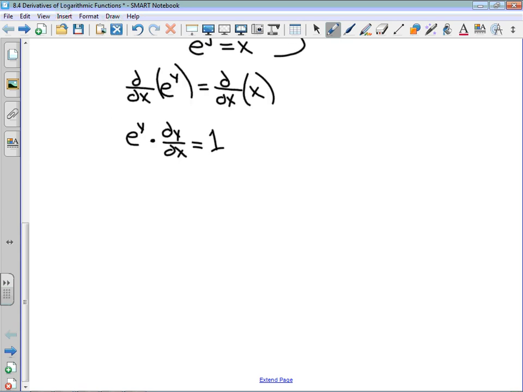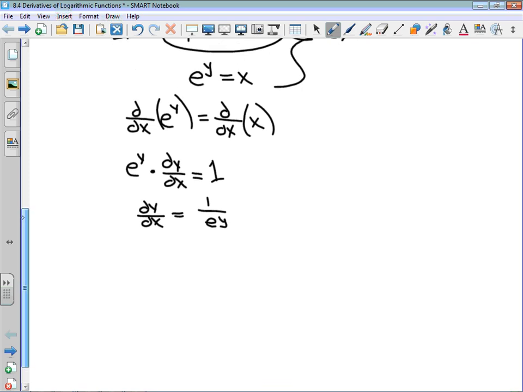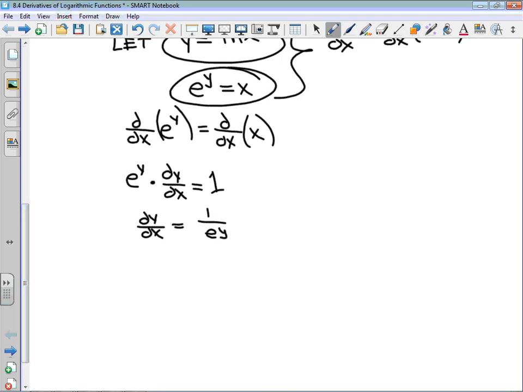Well, if we want to know what dy over dx is, then we should manipulate it. And again, that's equal to 1 over e to the y. But if you track back up, sorry, I scrolled past it, we said that e to the y was equal to x. So if I substitute that back in, I get that dy over dx is equal to 1 over x. And that shows that the derivative of ln x is 1 over x.